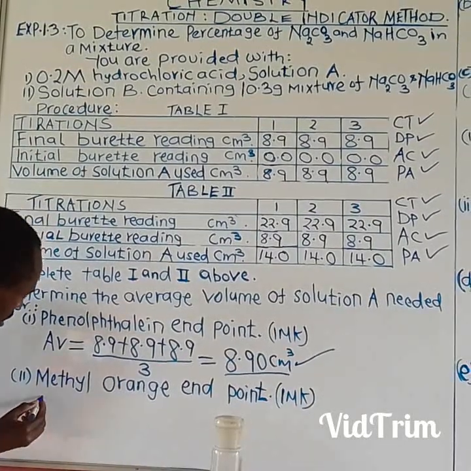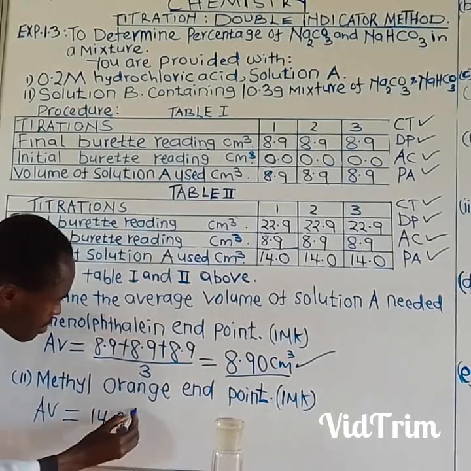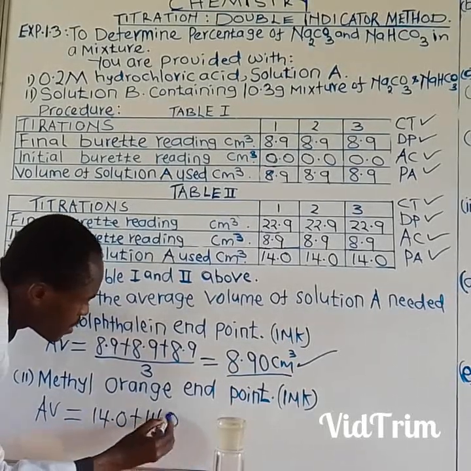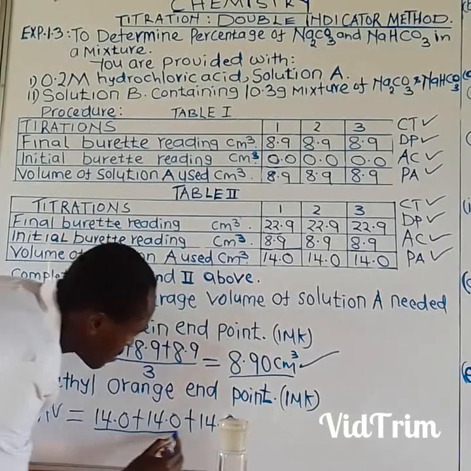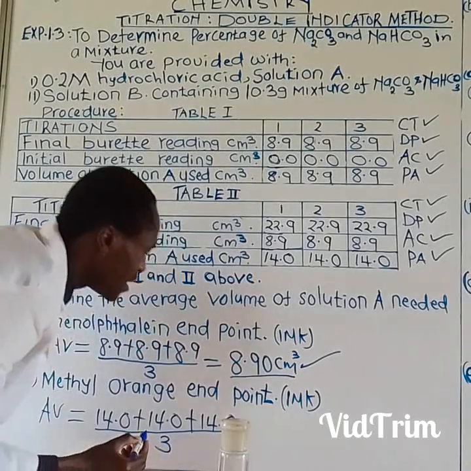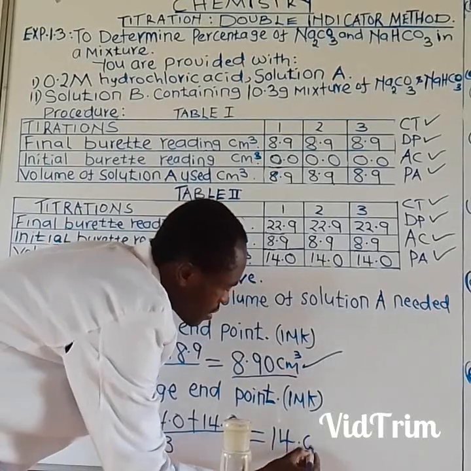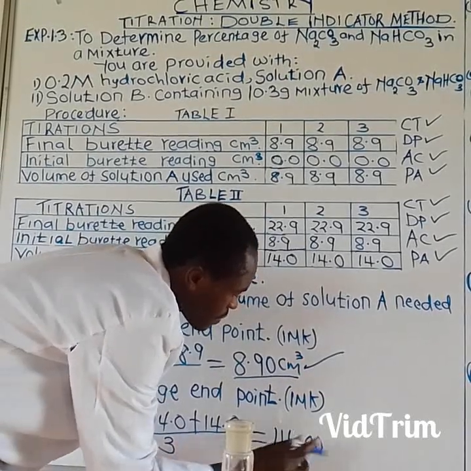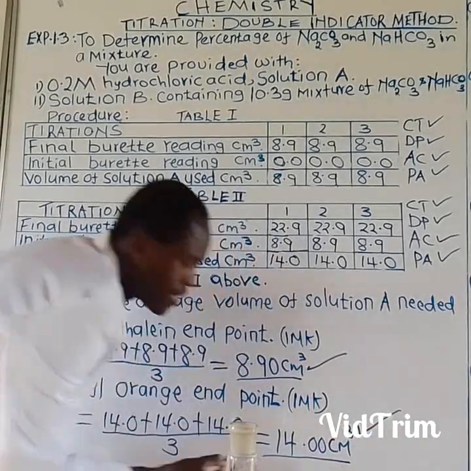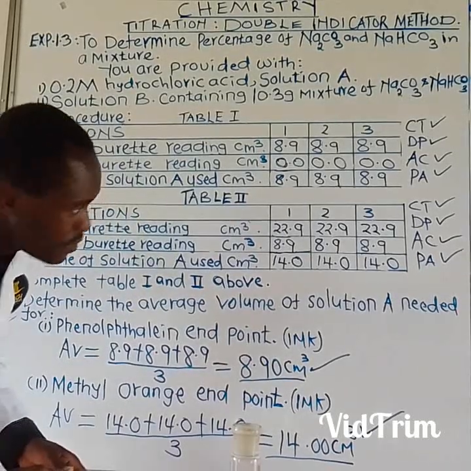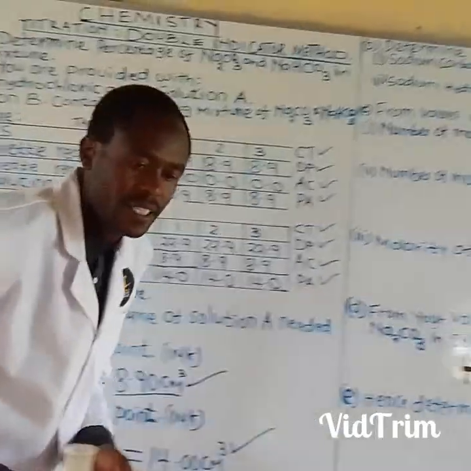So just say average volume is equal to 14.0 plus 14.0 plus 14.0. Then I divide them by 3. This one gives me 14.00 centimeter cube. And I put there a tick. Is it okay? Then we want to move to question B, and follow me to the other side.